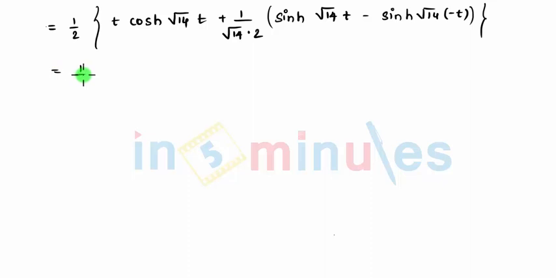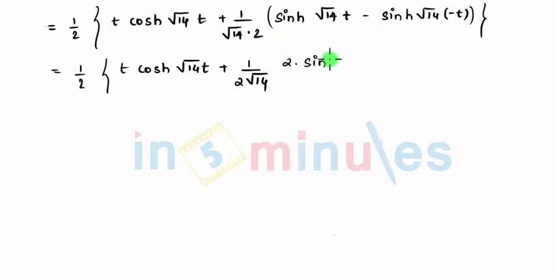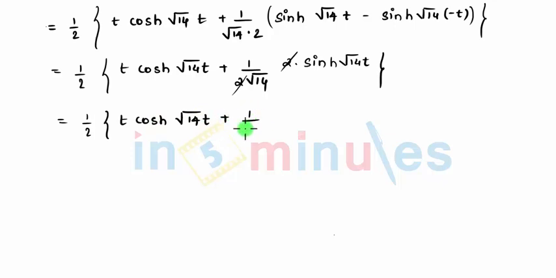So we can write this as 1 by 2 t into cos hyperbolic root 14t plus 1 upon 2 root 14. This comes to be further sin hyperbolic of minus theta, so that comes minus, so this becomes plus, which we can write as 2 times sin hyperbolic root 14t. So this and this gets cancelled, and finally I get 1 by 2 t into cos hyperbolic root 14t plus 1 upon root 14 sin hyperbolic root 14t.